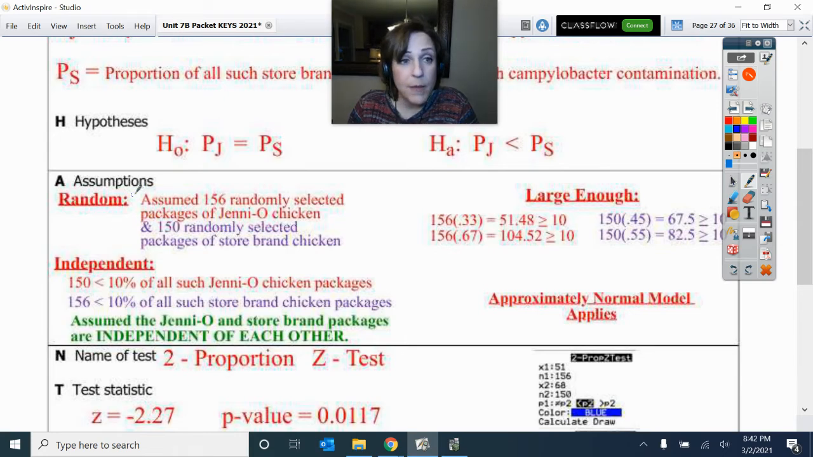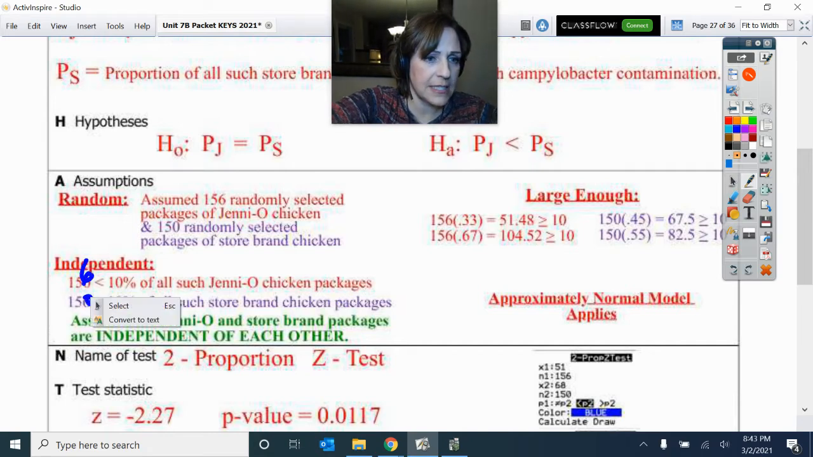So for the random condition, I'm assuming that I had 156 randomly selected packages of Genio chicken and 150 randomly selected packages of store brand chicken. So those are my two samples. And independent is that the sample is small enough to not be making a difference. I think I wrote those numbers backwards. So that should be 156 is less than 10% of all such Genio packages, and 150 is less than 10% of all such store brand chicken packages. So I need to fix that. That was a 6 and that one's a 0.